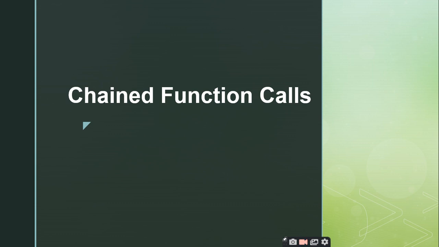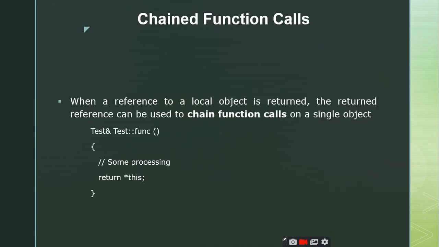We have a specialized syntax to return the this pointer that we will see, and then we will go through a program. So when a reference to a local object is returned, what is the reference to a local object called? This pointer, right? When a reference to a local object is returned, the returned reference can be used to implement the chained function calls on a single object.